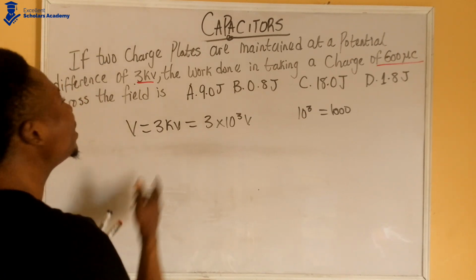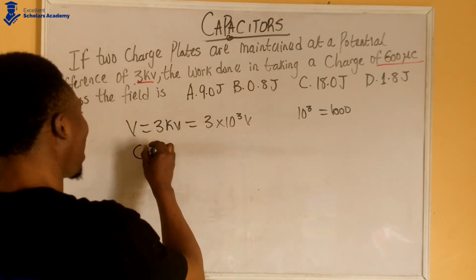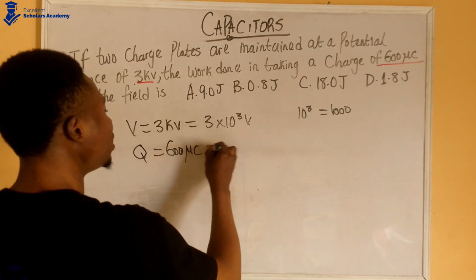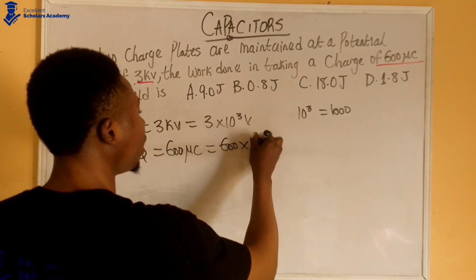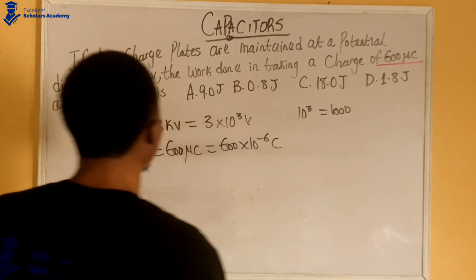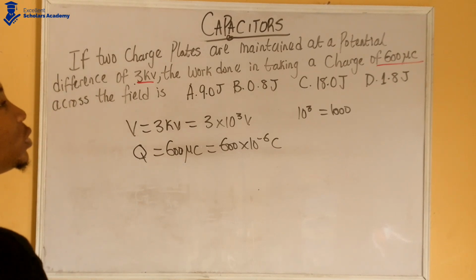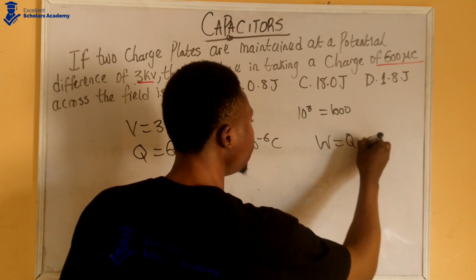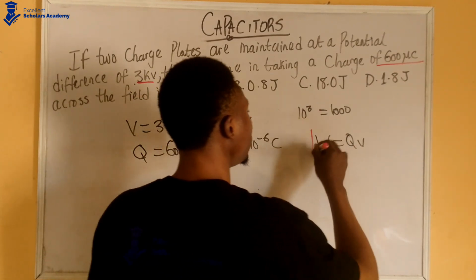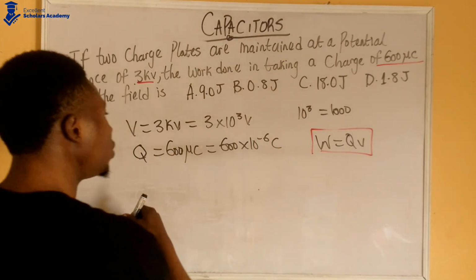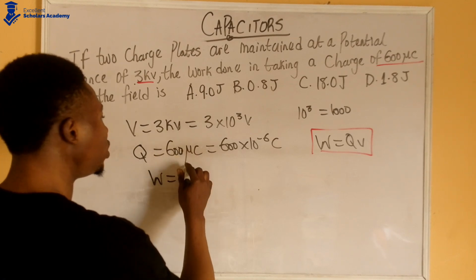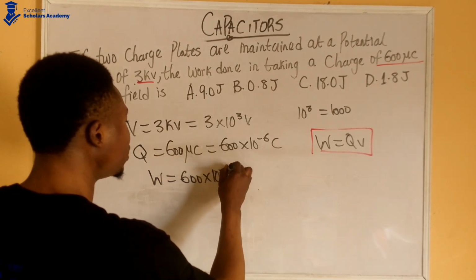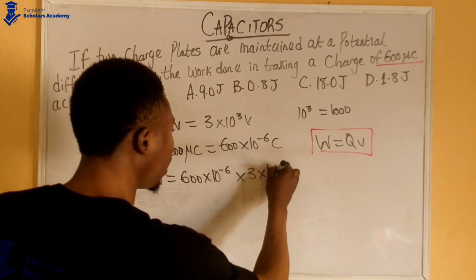So now we are given the charge as 600 microcoulombs, which is 600 times 10 to the power of minus 6 coulombs. So we want to get the work done. Now we know that W is equal to QV. This is the formula to get the work done. So W is going to be equal to Q, which is 600 times 10 to the power of minus 6 multiplied by 3 times 10 to the power of 3.